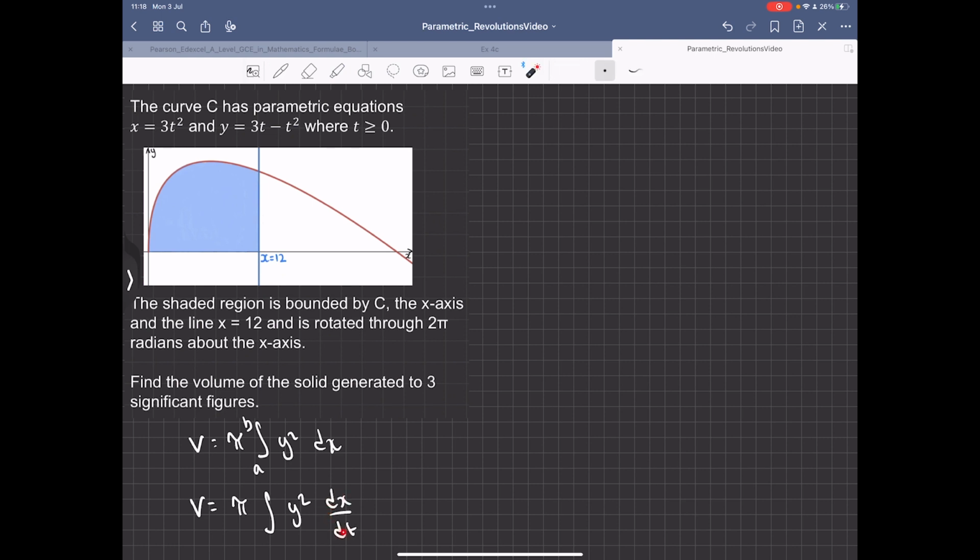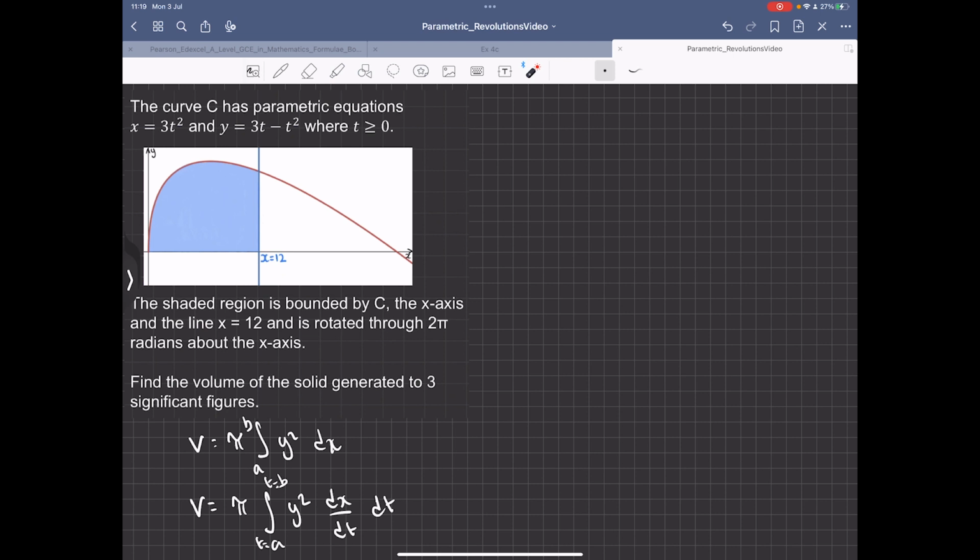And then when we multiply this by dt, we can see that this division of dt, and we can think of this as a multiplication, these two will cancel. But because we're now integrating with respect to t, we need our limits to be in terms of t. So we'll say our first limit is when t equals a, and our second limit is when t equals b. So this is the formula that we use when we find the volume of a revolution for parametric equations. Okay?